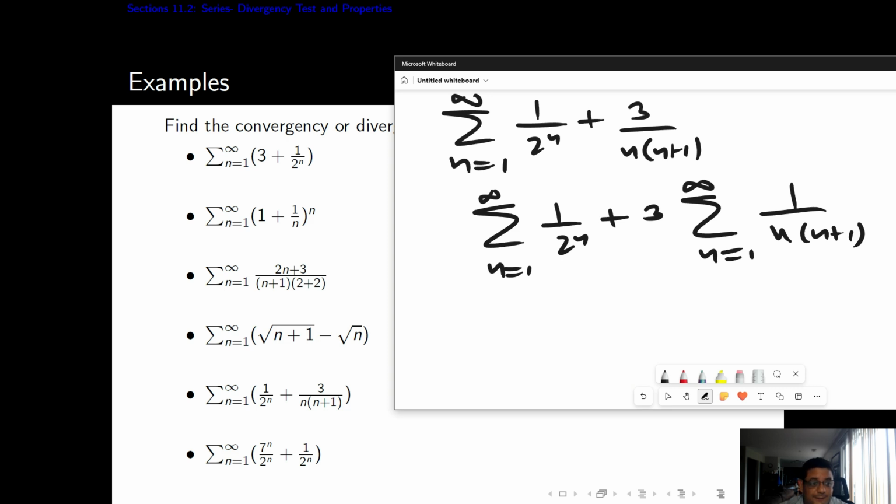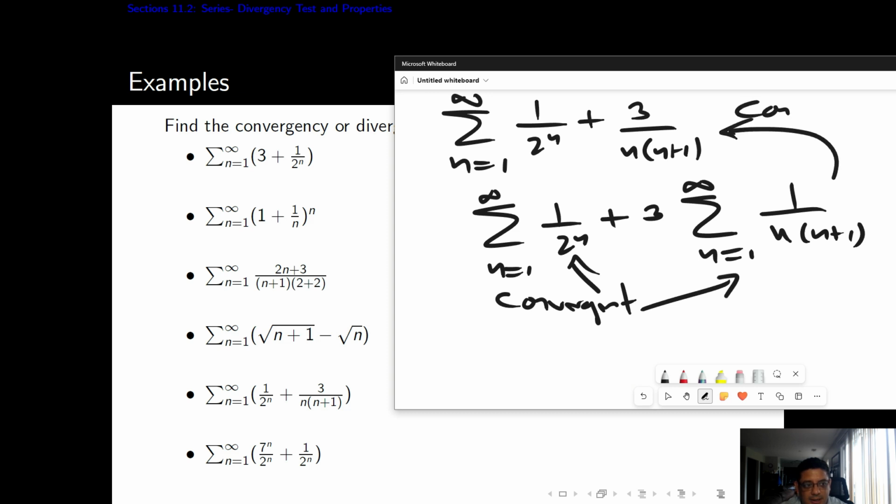I can actually find out how much this value is. This is a geometric series, and I can actually find out how much this value is. And this is a 1/2, which is less than 1. So both of them are going to be convergent. This is convergent, this is convergent, so this is convergent.